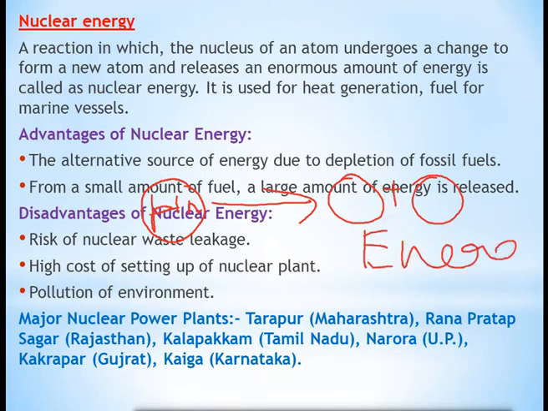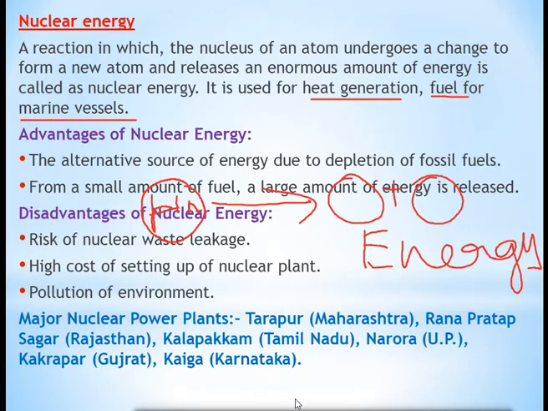That energy is called nuclear energy, the energy which we get from the reaction by which the nucleus undergoes some changes and new atoms are formed, and along with that some amount of energy is released. It is used for heat generation. And where can we use this nuclear energy? For heat generation. As a fuel also we can use it, and for marine vessels also we can use this nuclear energy.